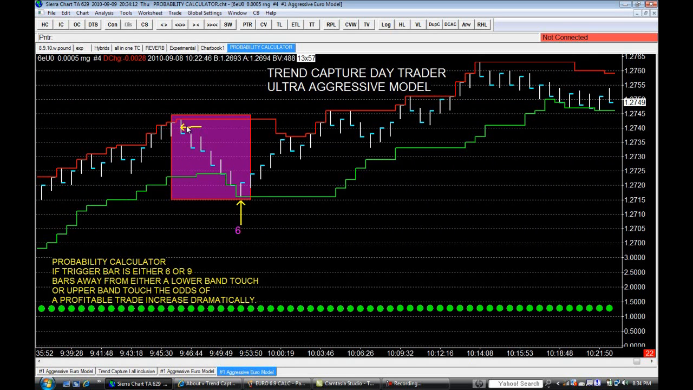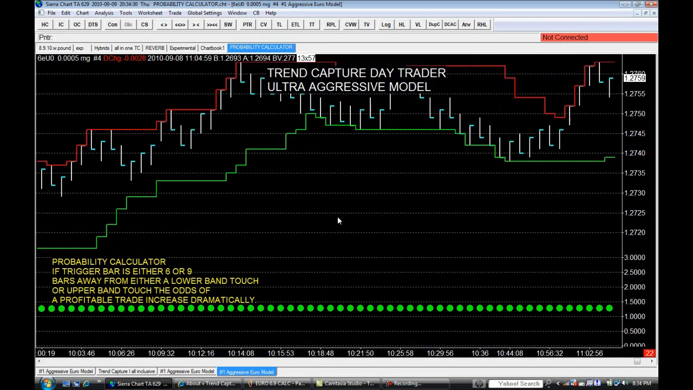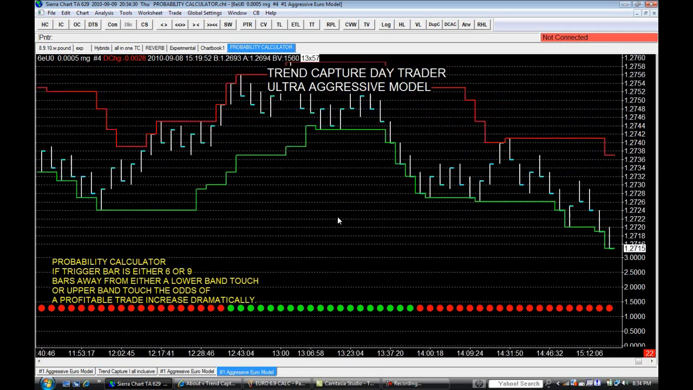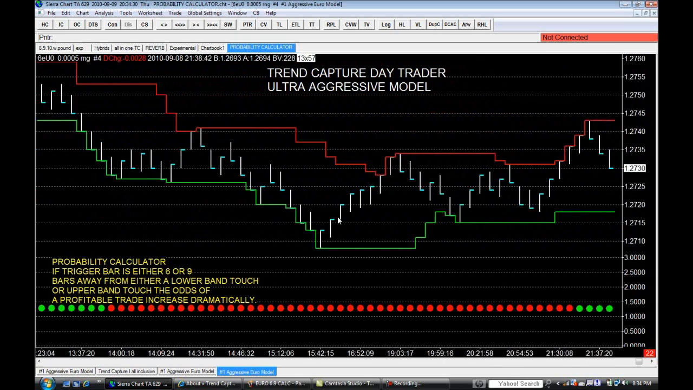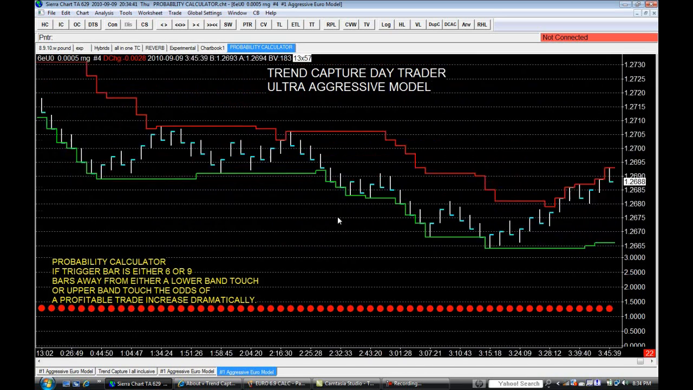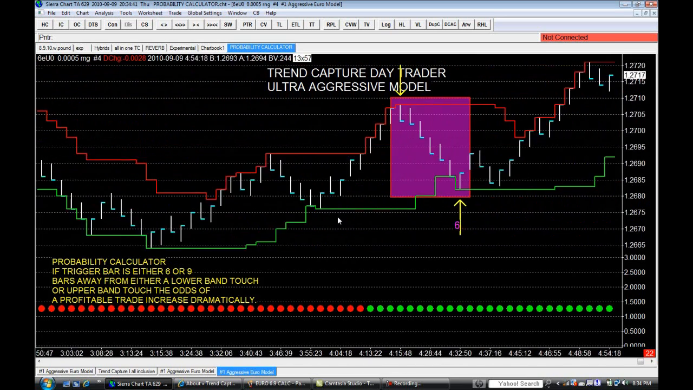Here's another situation. This was the last one for the 8th. And this is the touch of the upper, and 6 bars later you came down and had a trigger bar, and that was your end result. Very, very nice move to the upside. Talking roughly 40 ticks, 40 ticks from the trigger to the high. As I have said, it's no guarantee that that's what you're going to get. It's just an example.